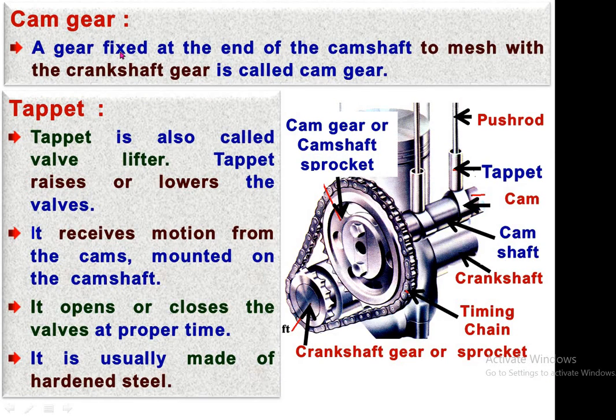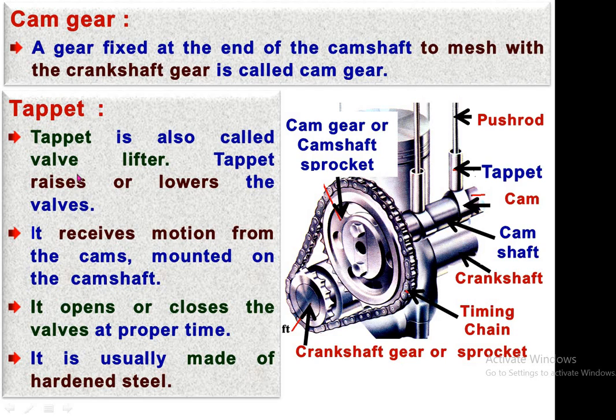Now, cam gear. A gear fixed at the end of the camshaft to match the crankshaft gear is called the cam gear. See, this is the cam gear, which is mostly double the size of the crank gear, because for 2 revolutions of the crankshaft, there is 1 revolution of the camshaft. In the 2 revolutions we have 1 power stroke, and during this we have to either open or close the inlet or exhaust valve 1 time. So the rotation of the camshaft gear is slower, by making this gear bigger than the crankshaft gear.